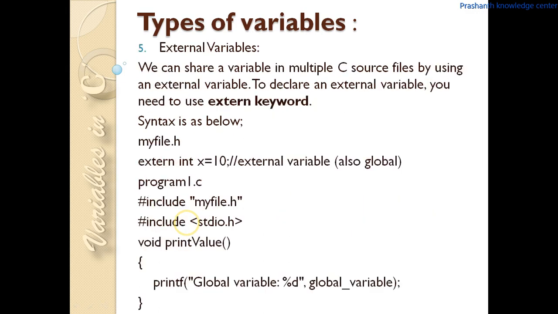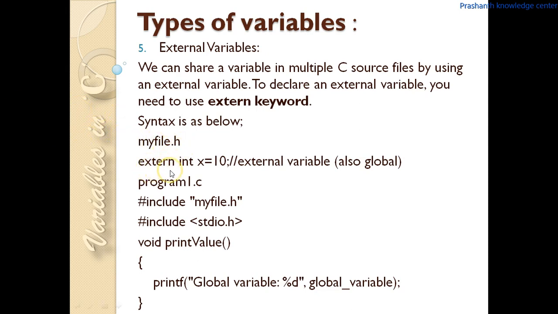Next, external variable. We can share a variable in multiple C source files by using an external variable. To declare the external variable, we should use the keyword extern. For example, here myfile.h is the header file, and in the previous class we have learned about the different header files, that is user defined and predefined header files. This is the user defined header file myfile.h.